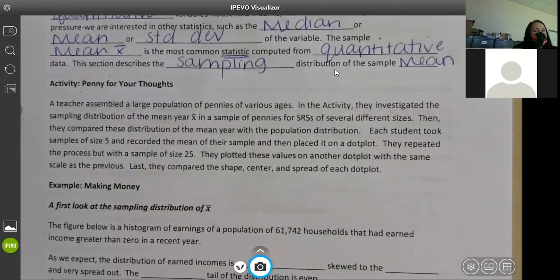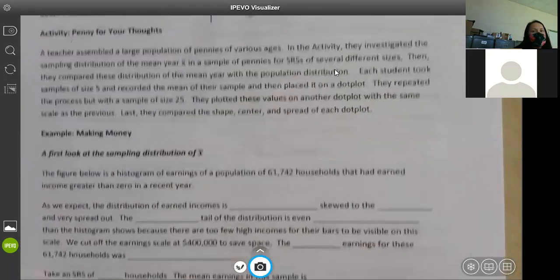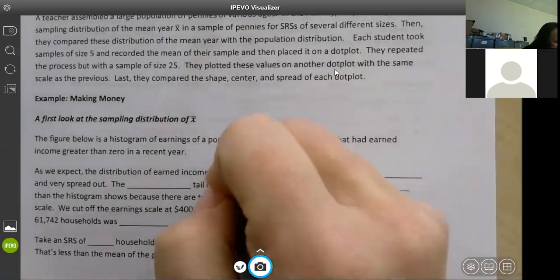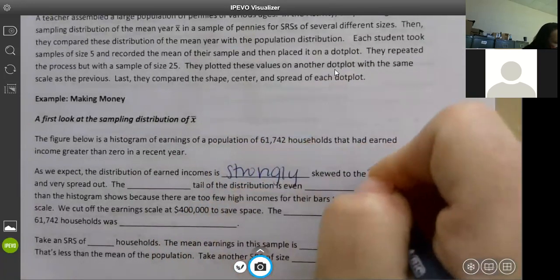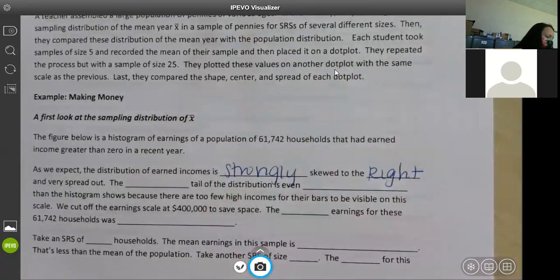Okay. So a first look at the sampling distribution of X bar. The figure below is a histogram of earnings, and it's actually on the next page, but we'll get to it in a minute. Of a population of 61,742 households that had earned income greater than zero in a recent year. As we expect, the distribution of earned incomes is strongly skewed to the right. And very spread out.